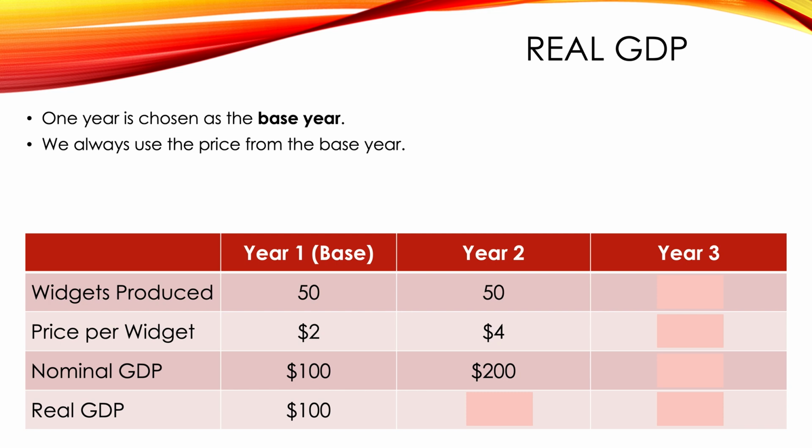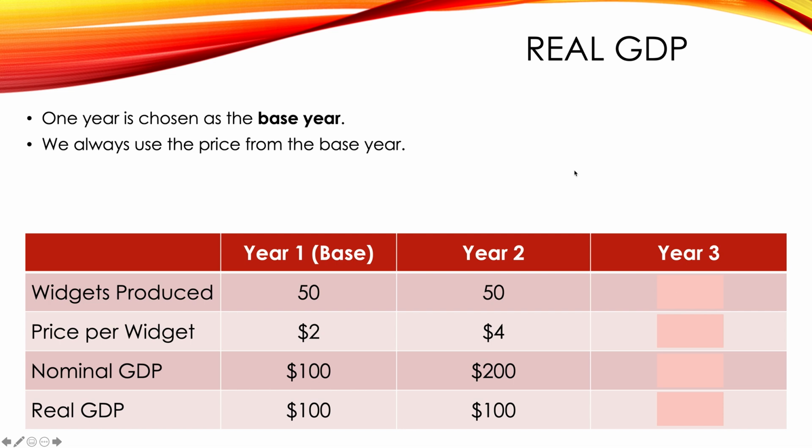It stayed the same. This is where real GDP becomes helpful, because since we know year 1 is the base year, we're going to use not the price of $4 to calculate real GDP, we're going to use the price from the base year, that is $2. So now 50 times $2 is $100. So you'll notice that the real GDP didn't change, nor should it have, because production did not change between those 2 years. So real GDP has removed the effect of inflation in the price of widgets.